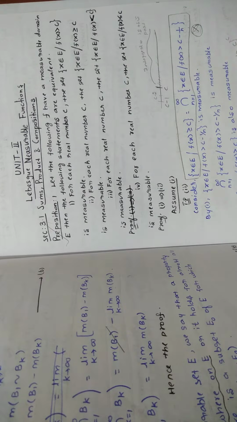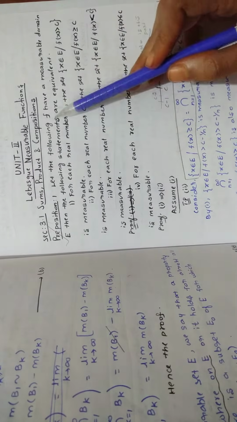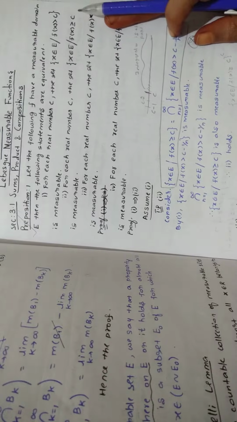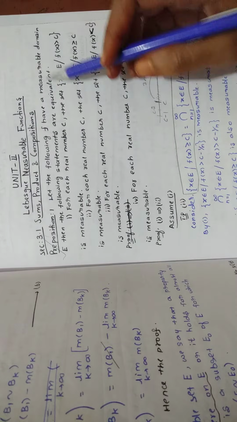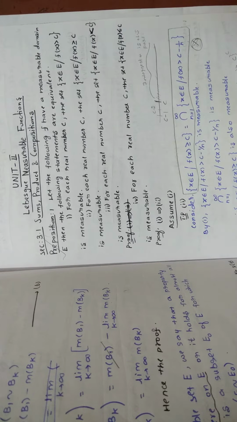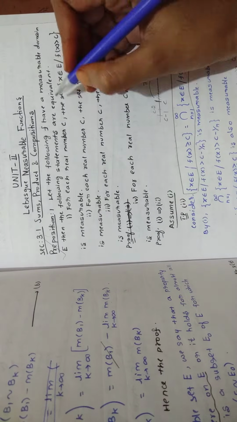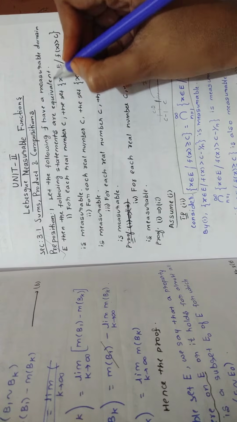So let's see. First we have to read the statement, which is very important. Let the following f, they are given a function f, have a measurable domain E. That is, f is on the measurable set E. That is what they mean by that sentence. Then the following statements are equivalent. What you have to prove is that these statements are equivalent.